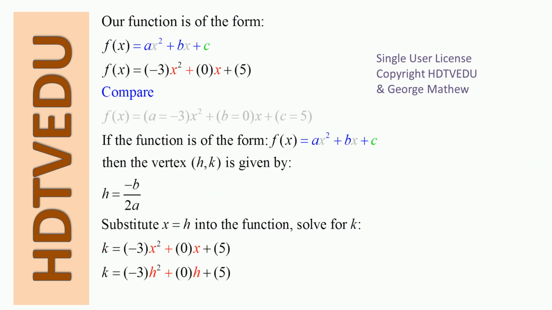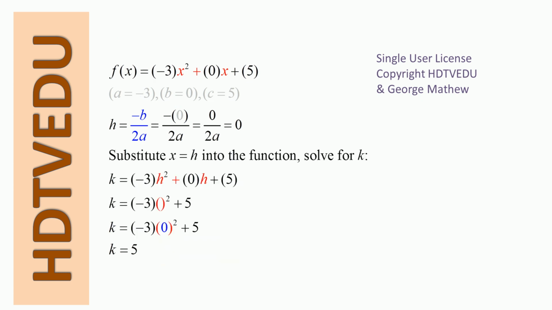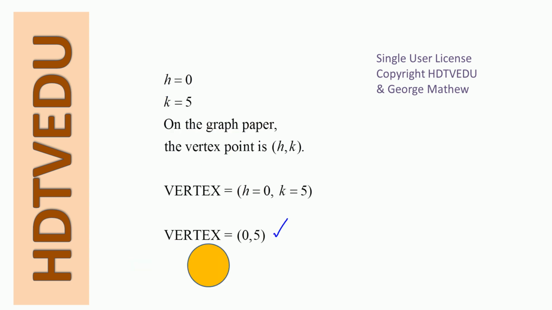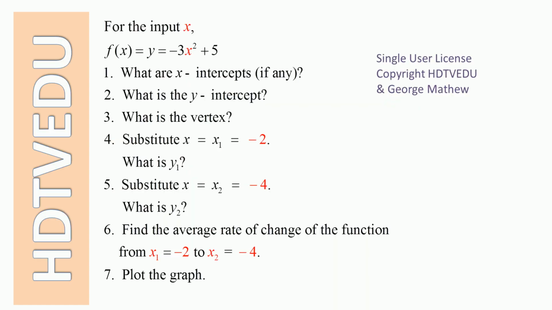So that's what I did here. All right. So we have h equals negative b over 2a, and we have negative 3x squared plus 0x plus 5. So a equals negative 3, b is equal to 0, c is equal to 5. Substitute negative b over 2a, and we get 0 for h. We are not done. We have to substitute x equals h and solve for k. And what do we get? 5. So what is our vertex? 0, 5. Vertex is 0, 5. We plot that as well. 0, 5 is our vertex. So we are done with 1, 2, and 3.